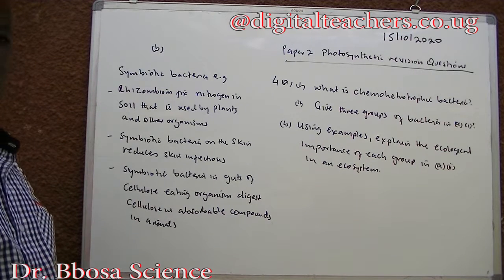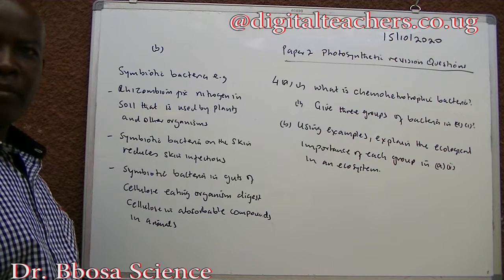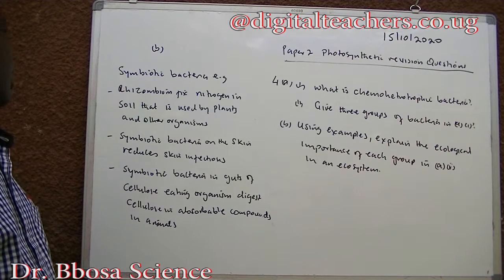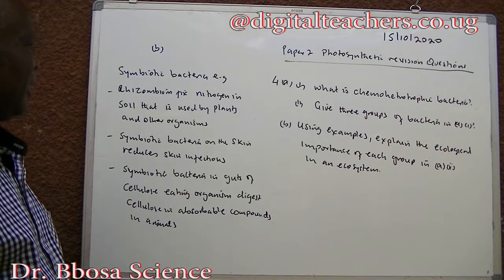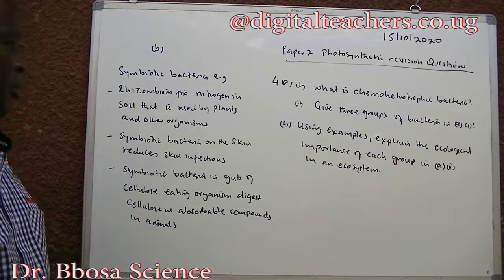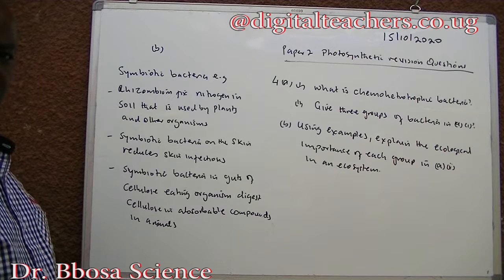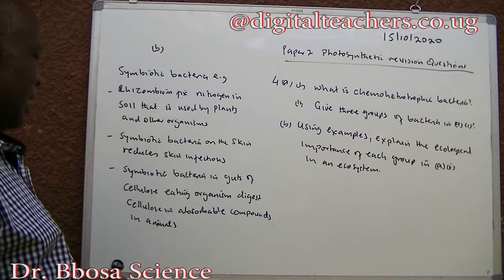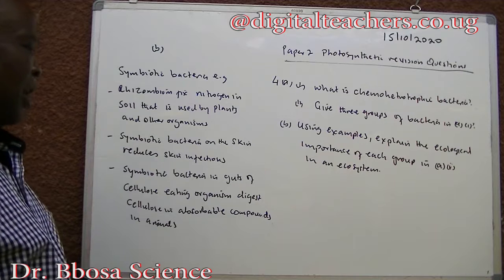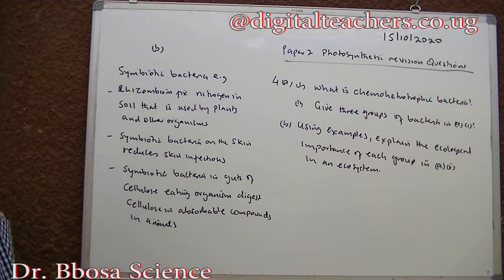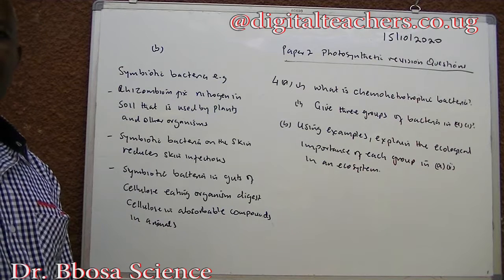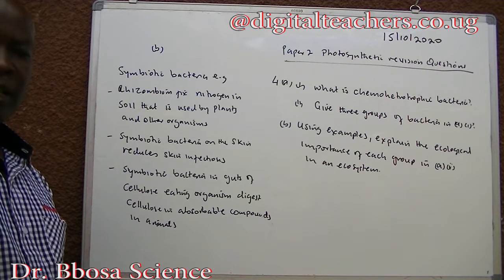Symbiotic bacteria lead to survival of organisms in ecosystem by, one, Rhizobium fix nitrogen in the soil that is used by the plants and other organisms. Two, symbiotic bacteria on the skin reduce skin infections. Three, symbiotic bacteria in the guts of cellulose eating organisms digest cellulose into absorbable compounds in animals. Otherwise, without cellulose digesting bacteria in the guts, animals will not be able to survive on plant materials.